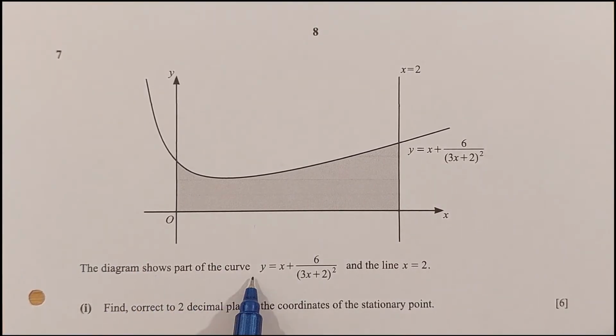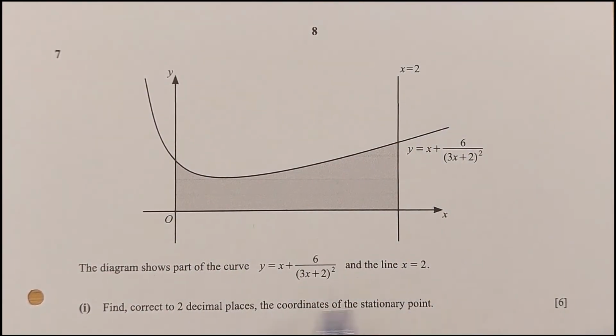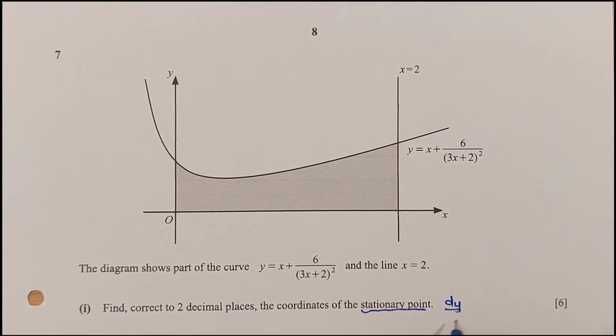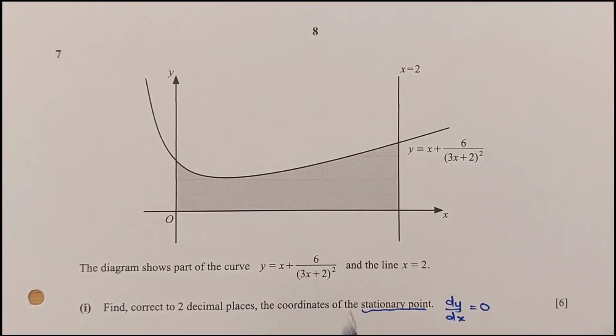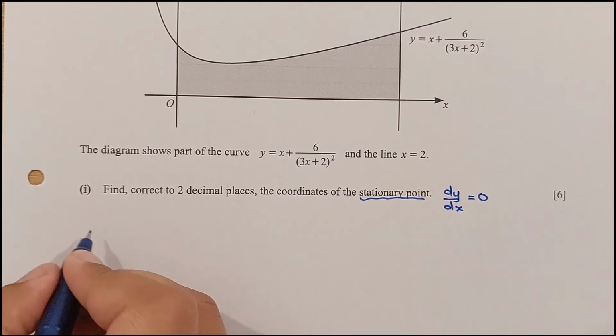Question number 7. The diagram shows part of the curve and the line x equals 2. Number 1, find, correct to 2 decimal places, the coordinates of the stationary point. A stationary point is where the gradient of the curve is equal to 0. We can solve for x, and then putting it into the curve we will get the y coordinate. Now let me find the derivative of this curve.